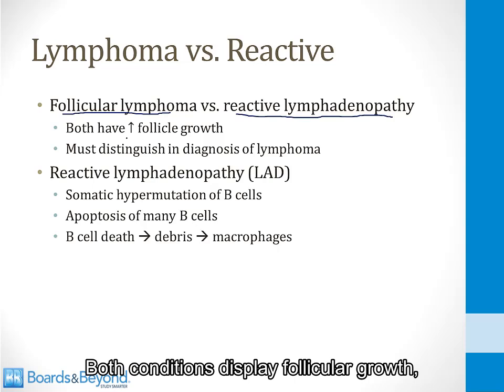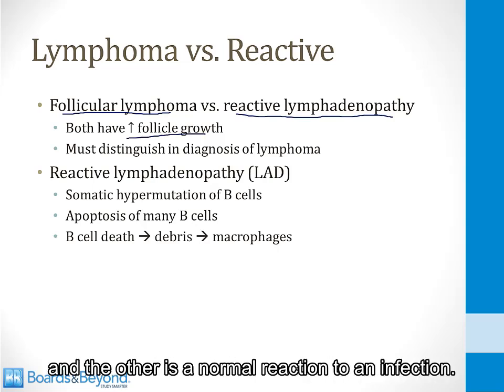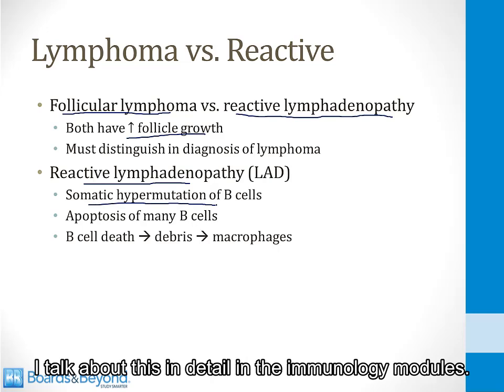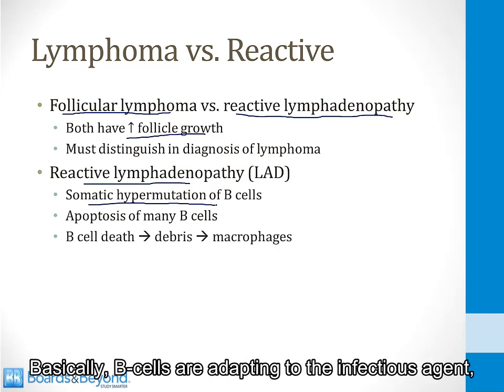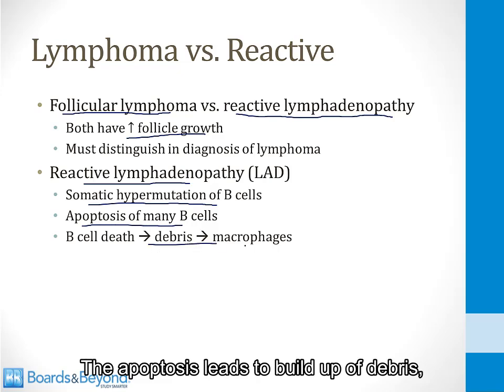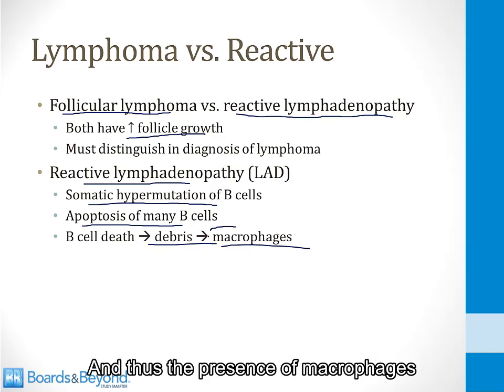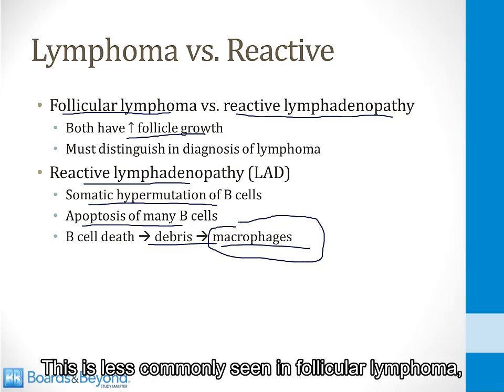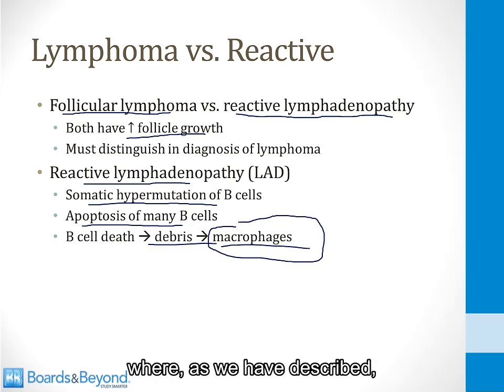Both conditions display follicular growth, and obviously one is a malignancy and the other is a normal reaction to an infection. In reactive lymphadenopathy, recall that there is somatic hypermutation of the B cells. I talk about this in detail in the immunology modules. Basically, B cells are adapting to the infectious agent, and many of the B cells are undergoing apoptosis. The apoptosis leads to buildup of debris, which is cleaned out by macrophages, and thus the presence of macrophages will be seen in reactive lymphadenopathy. This is less commonly seen in follicular lymphoma, where, as we have described, apoptosis is not occurring normally.